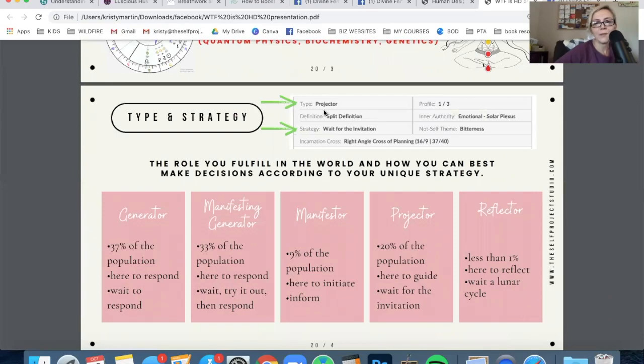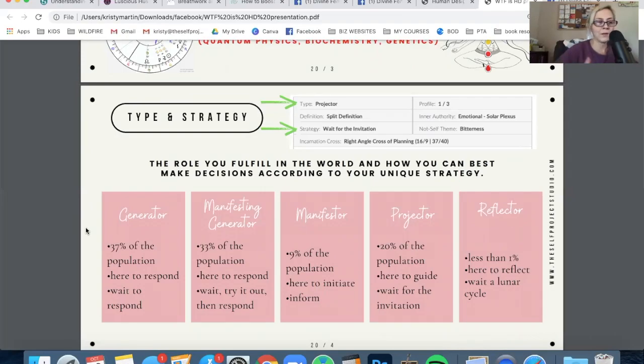So type. Your type is basically the role you fulfill in the world, and your strategy is how you can best make decisions according to your unique design. Generators are 37% of the population. Those people are here to respond to things. They're here to work. They're the life force energy of the world, the worker bees, the energizer bunnies, and their job is to wait to respond to something.